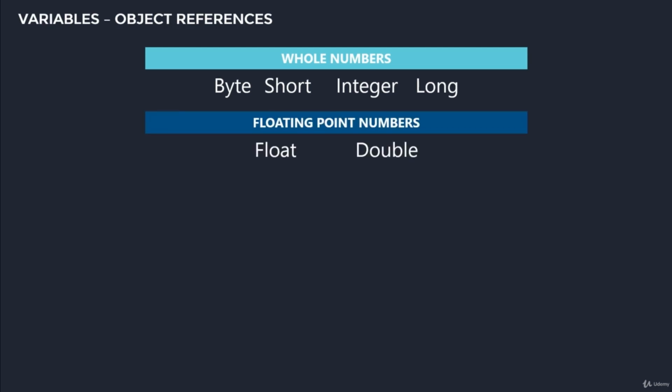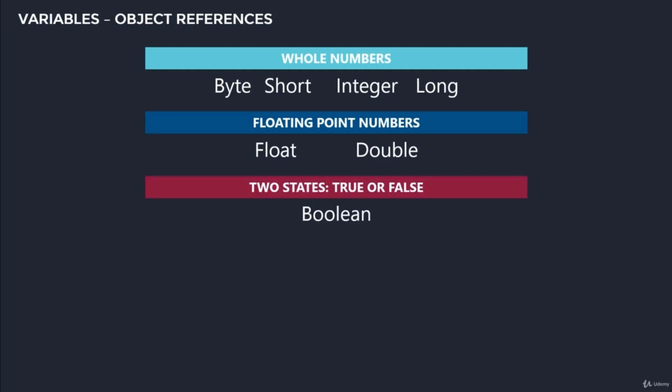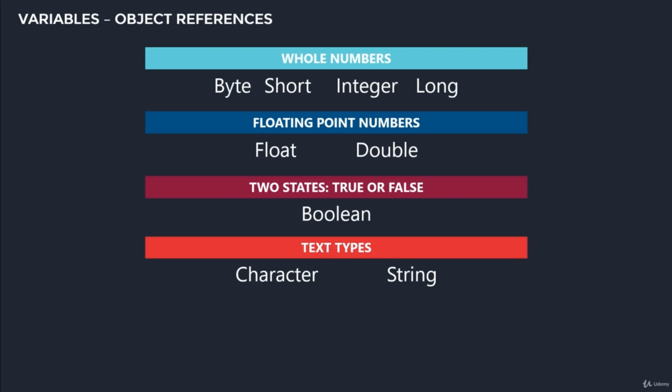Okay, now let's move on to floating point numbers. Float and double. Nothing special here. Also, Boolean has its object reference version as well. What is new here is the text types. Instead of char, we have Character with uppercase, which can do the same thing, store a single character, and a new data type, String. String can store an almost unlimited amount of text. It can be used to store sentences, descriptions, titles, basically any kind of text.